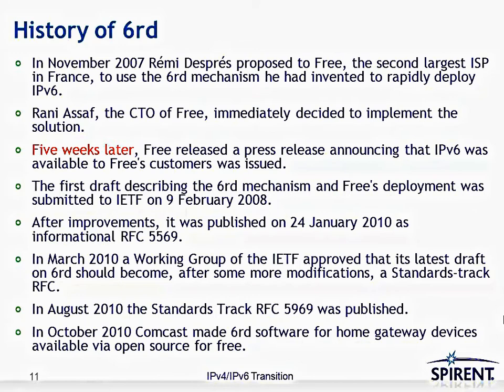It was March 2010 that a working group approved that 6RD should become a standards track RFC. In August 2010, the standards track RFC 5969 was published. And finally, in the US, Comcast made 6RD software for home gateway devices available via open source for free, so the implementations took off from there.